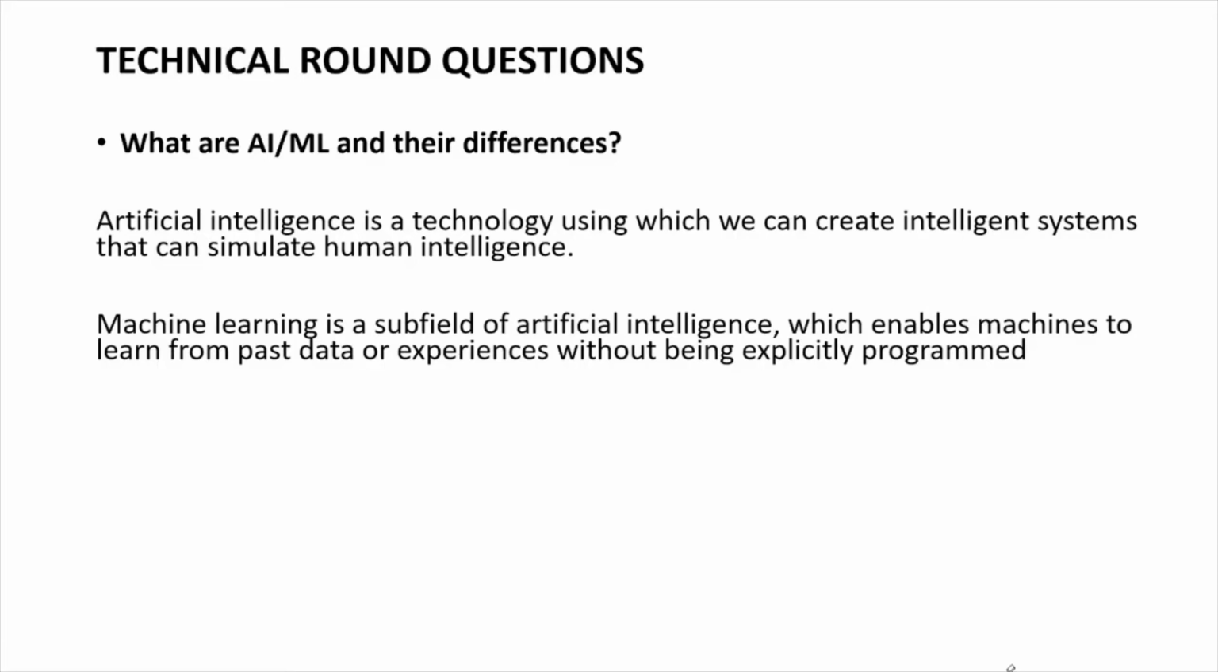So artificial intelligence is the technology using which we can create intelligent systems that can simulate human intelligence. Machine learning is a subfield of artificial intelligence which enables machines to learn from past data or experiences without being explicitly programmed. With the term machine learning, we can understand that it is a technology in which we train a machine to think in a way similar to humans, right? And machine learning is a subset of artificial intelligence. So now let's move on to the next question.